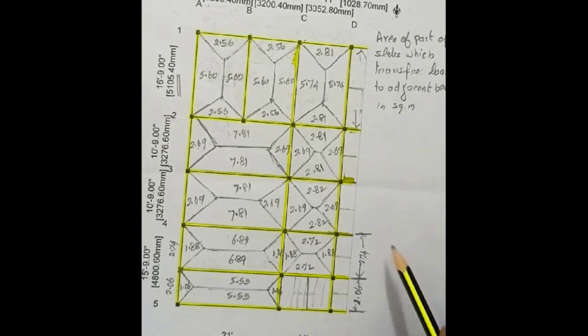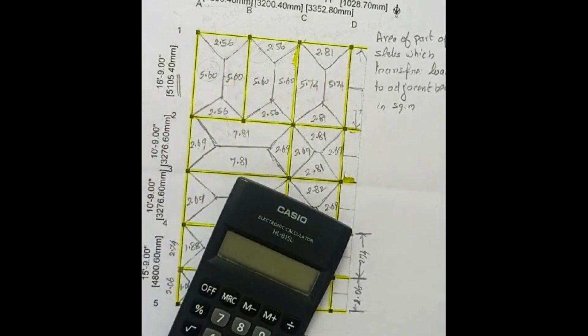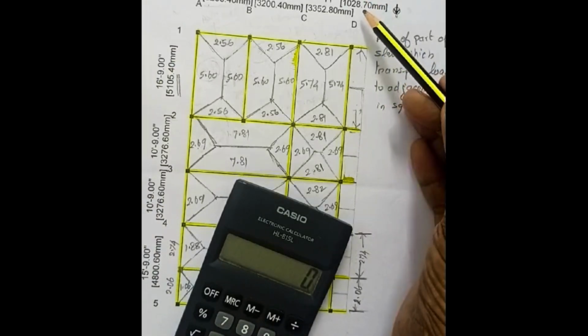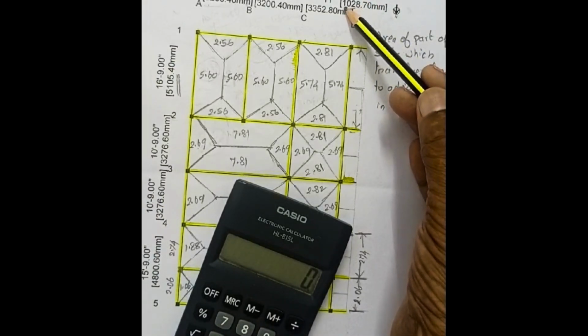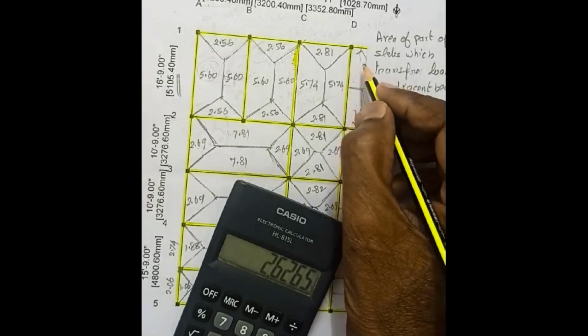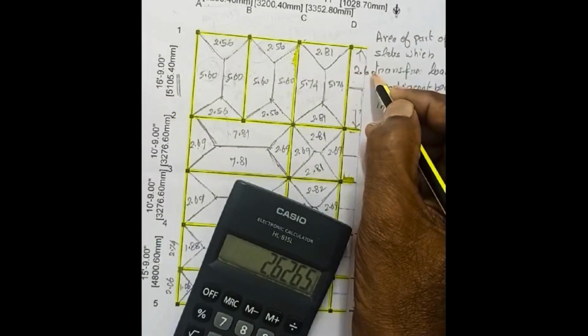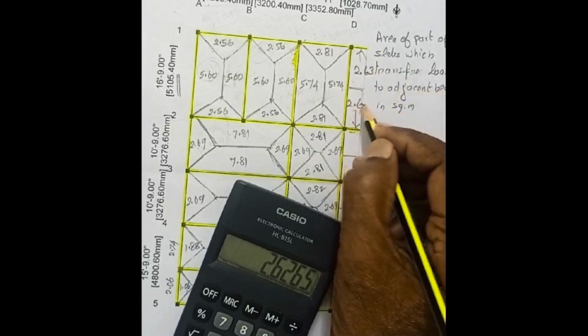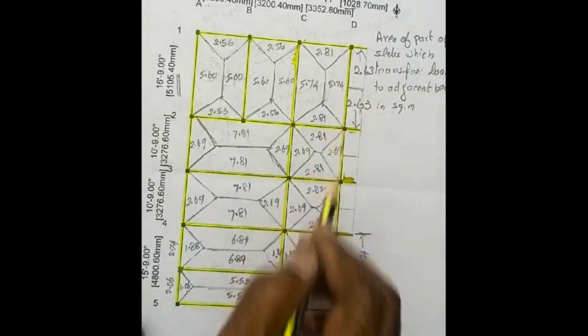Likewise, we are going to calculate that area. For example, if we calculate this area, this is 5.1 meter length. The width is 1.03, meaning 5.1 by 2 is the length of span, and the width of span is 1.03. This is the area. Now put the area here, 2.63. This is also 2.63. Similarly, fill up all of that.